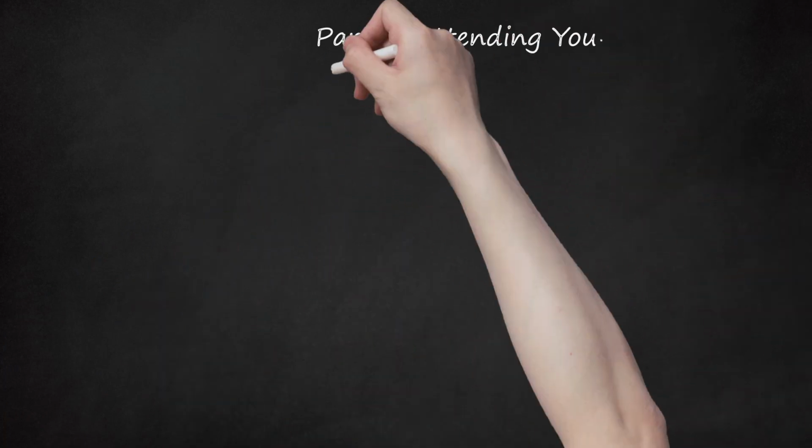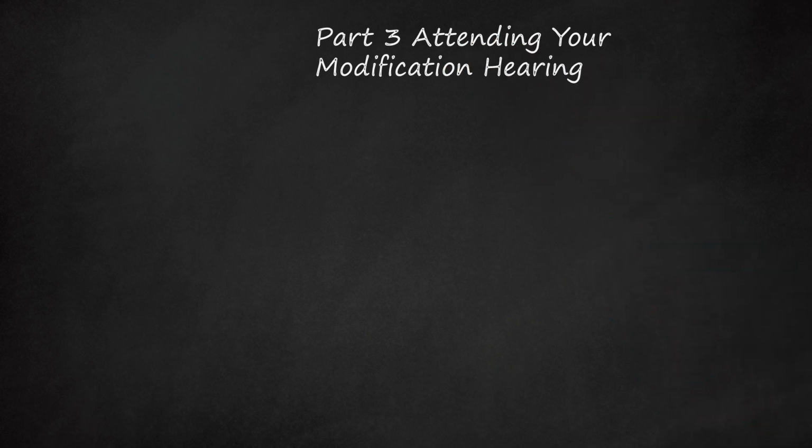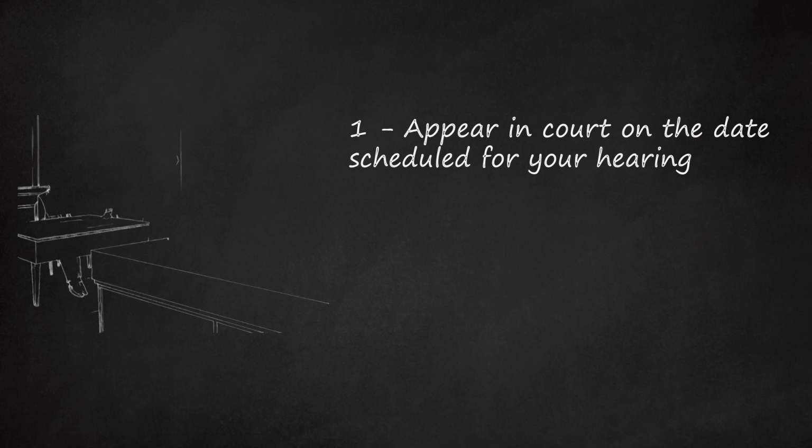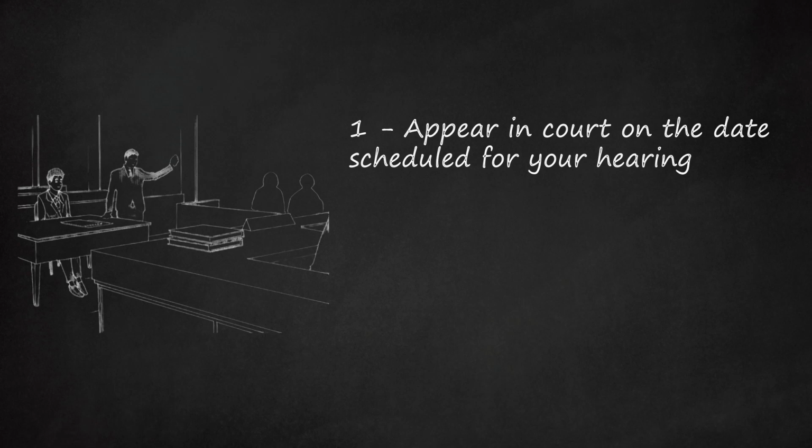Part 3. Attending your modification hearing. 1. Appear in court on the date scheduled for your hearing. Arrive in court at least a half hour early so you have plenty of time to park, get through security, and find the correct courtroom. Bring copies of all documents that you filed with the court, including copies of the original order, as the judge may ask you questions about it.